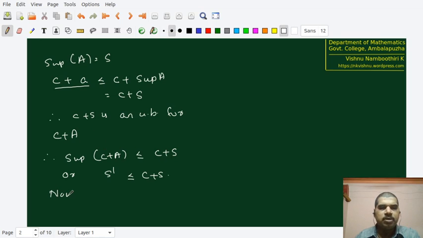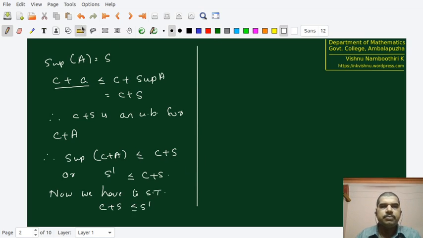Now we have to establish the reverse inequality, that is C plus S less than or equal to S prime. This is what we have to show now. What is this S prime? S prime is equal to the supremum of C plus A. Therefore, whatever C plus a we choose, C plus a is going to be less than or equal to S prime for all a in capital A.